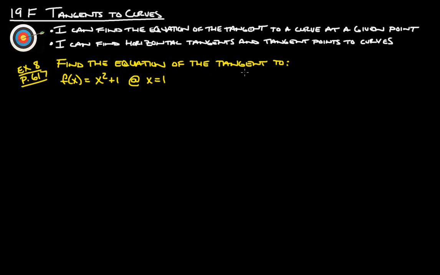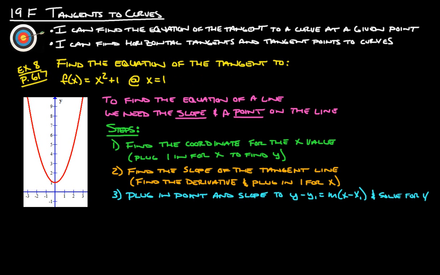We're going to find the equation of the tangent to the function x squared plus 1 at the point x equals 1. Okay, so let's break down what we're actually looking at here. Here's the equation f of x equals x squared plus 1, so that's this red line here. At the point x equals 1, we want to find this tangent line right here. In order to find the equation of a line, we need the slope and we need a point on that line.